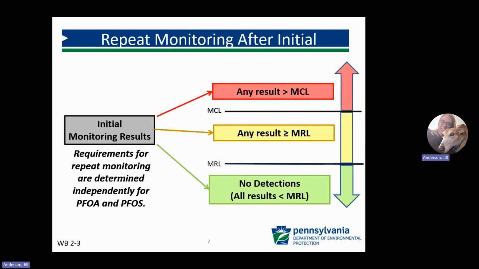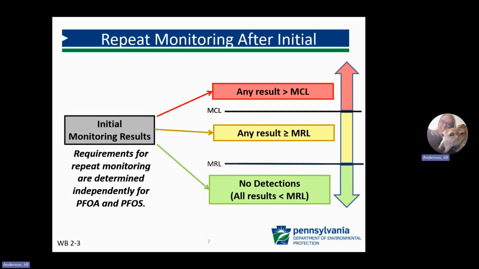So now that you know that initial monitoring consists of 4 consecutive quarters, what happens next? The repeat monitoring frequency is determined based on the initial monitoring results. Requirements for repeat monitoring are determined independently for PFOA and PFAS. In other words, a water system could be on different schedules for each. There are 3 possible paths for repeat compliance monitoring.